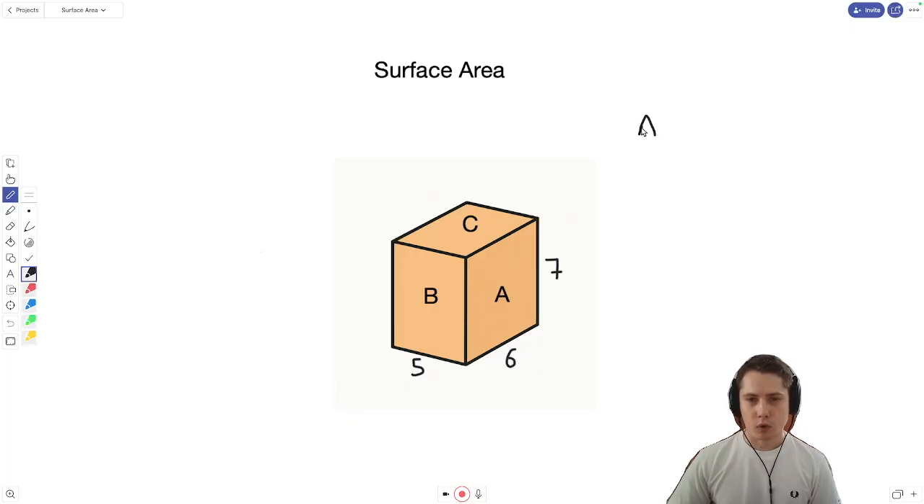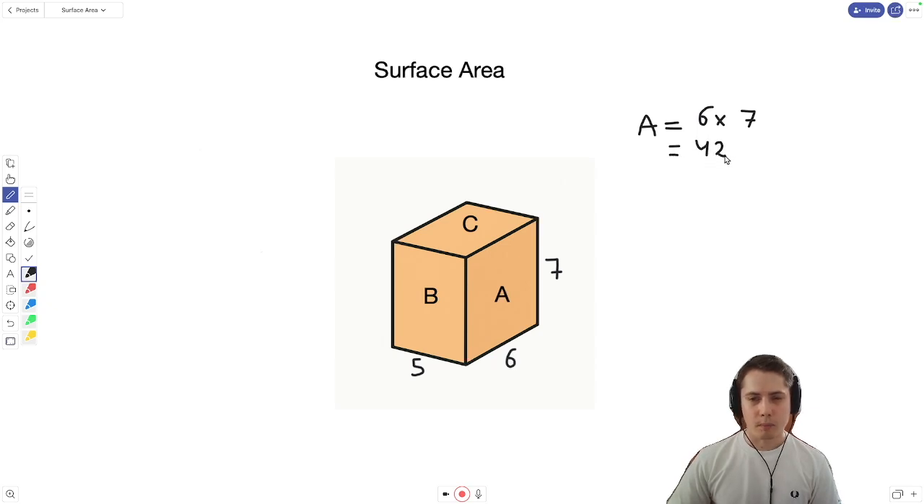So for A, what do we have here? We have 6 and 7. Those are the dimensions of A. So what is 6 times 7? We have to get the area, right? So we're going to multiply 6 times 7. That's going to give us 42.